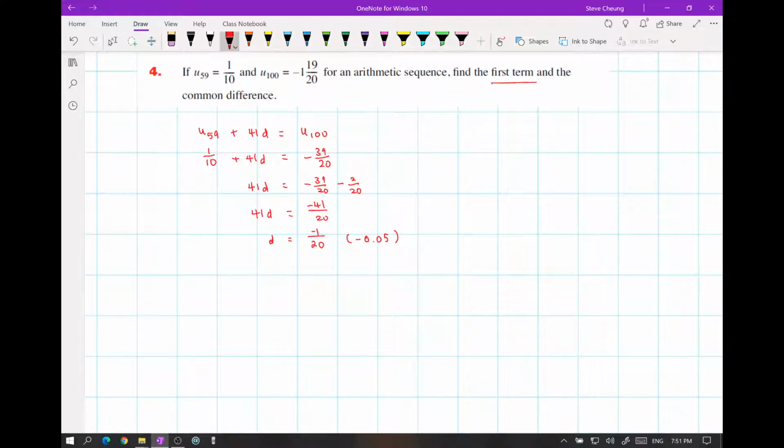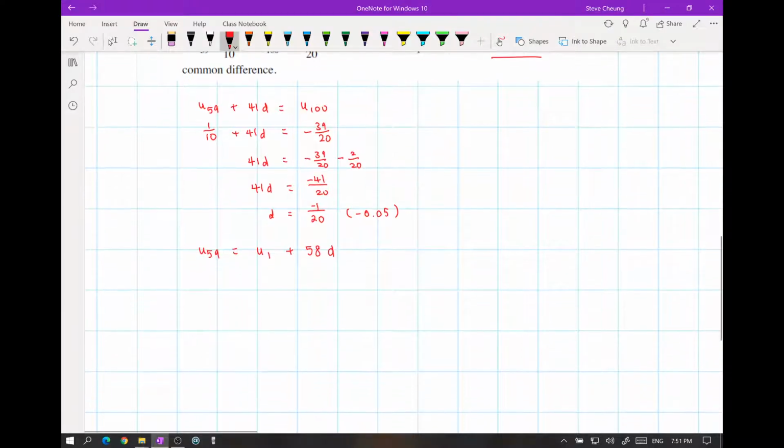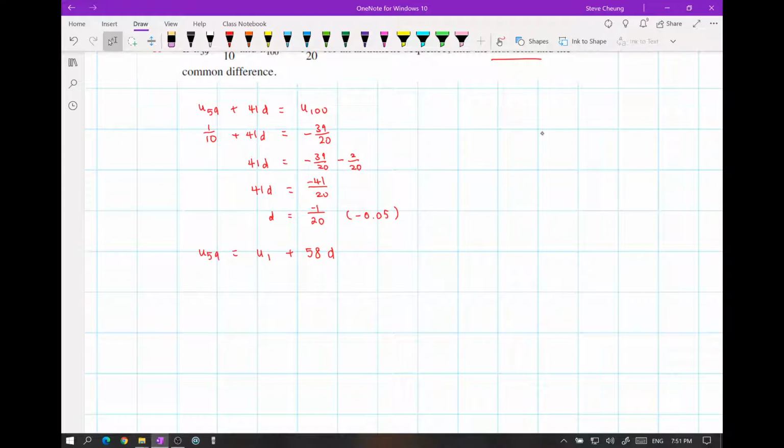So I also need to find the first term. Using one of the terms, either the 59th or the 100th, I'm going to use the 59th term and write down what the relationship is with the first term, which is the n-term formula. So u1 plus 58 times the difference, so always one less. Then plugging in what we know.